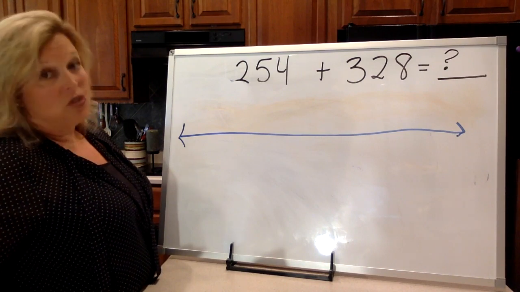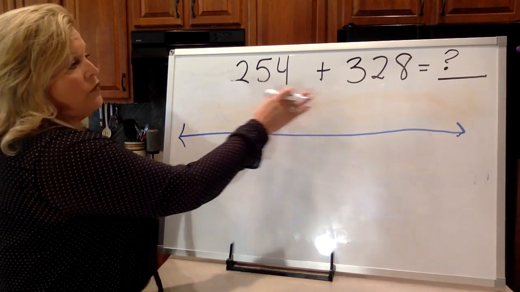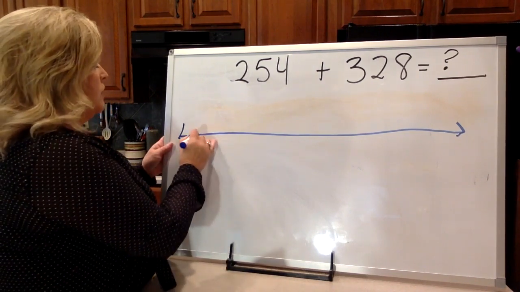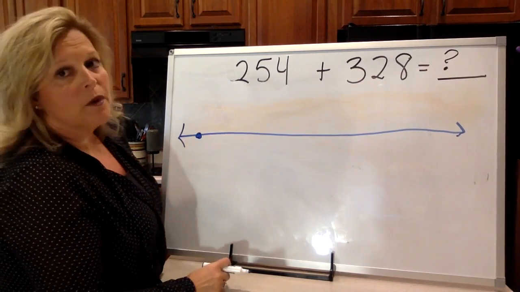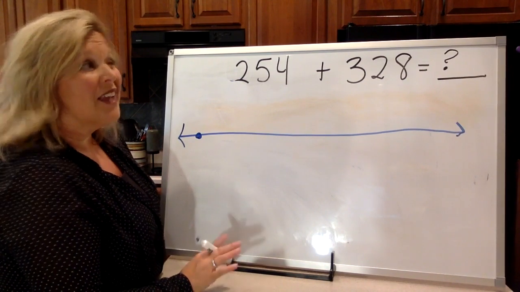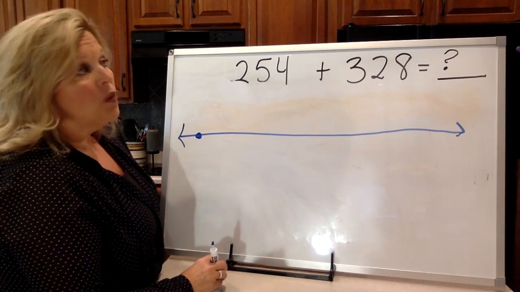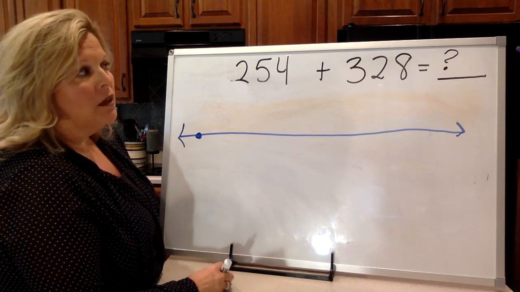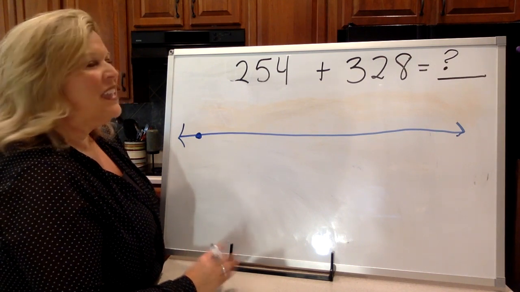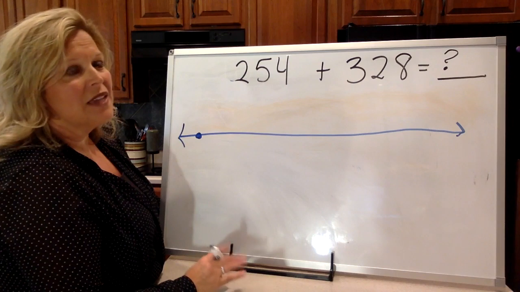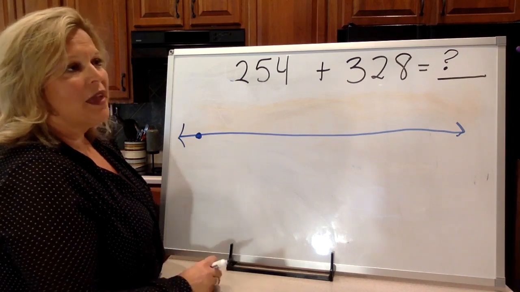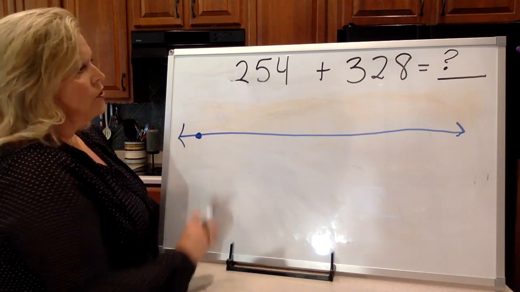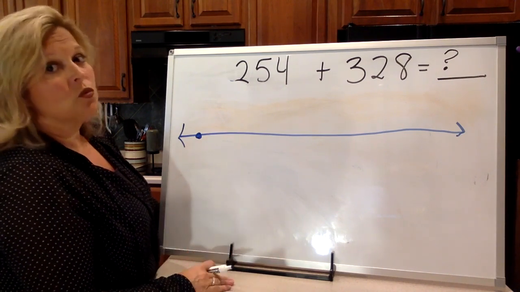So we're going to add these two numbers, 254, 328. We have to start somewhere. Which number would you like to start with? Now, it kind of makes a difference. One way is easier, and one way would involve more jumping. Which one would you think would be the easiest one to start with that would make us have to jump around the least amount? Which number should go first if we don't want to do that much work?